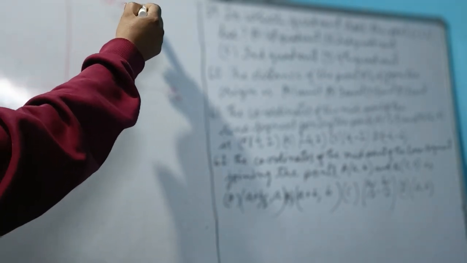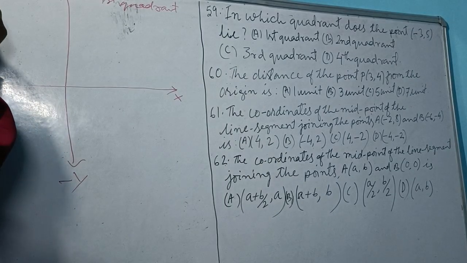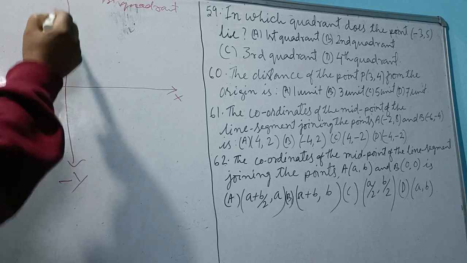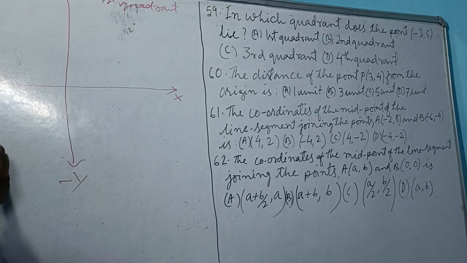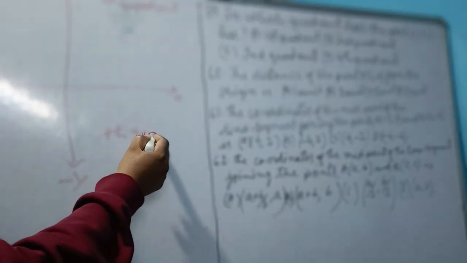This part is called first quadrant, and this is your second quadrant, and this part is your third quadrant, and this is your fourth quadrant. I'm writing in short form, quadrant, clear?